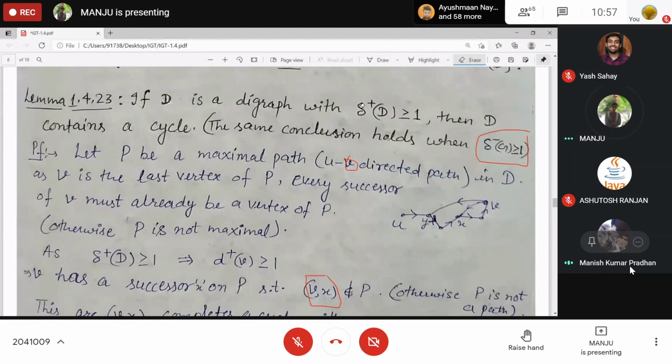So you need to remember this statement for objective type questions, if it comes. They may not ask you this proof.